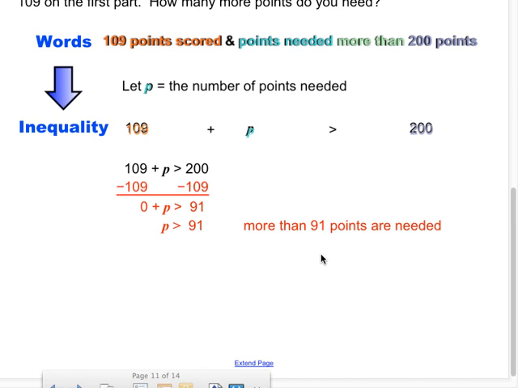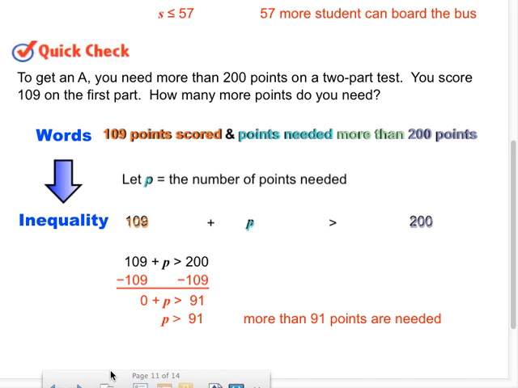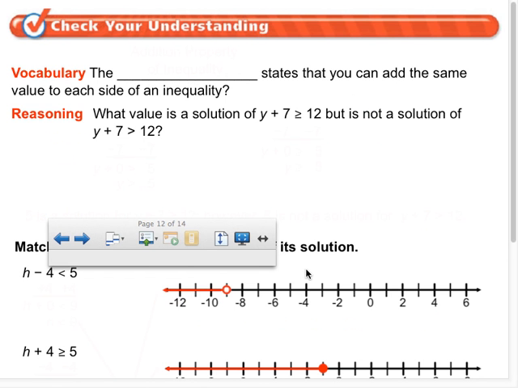More than 91 points are needed to get an A. Okay? All right. Just about wrapped it up. Home stretch. Here we go.